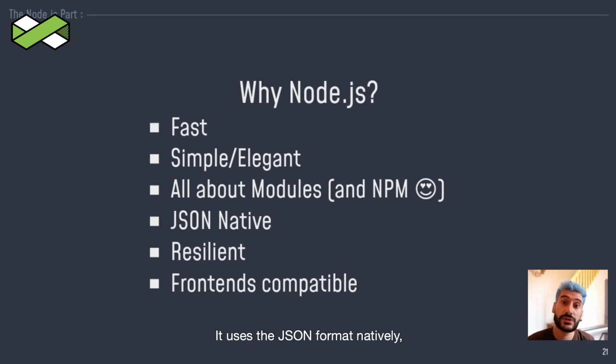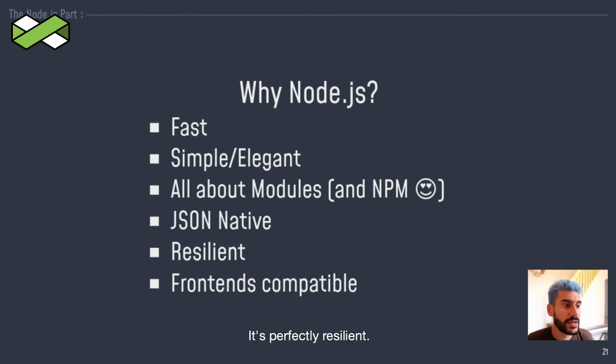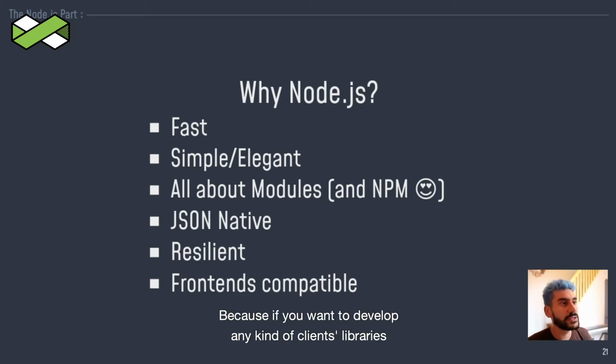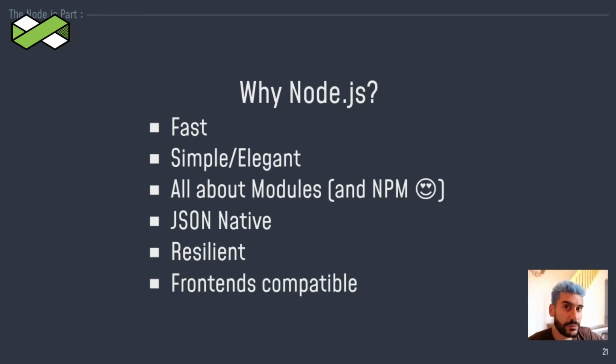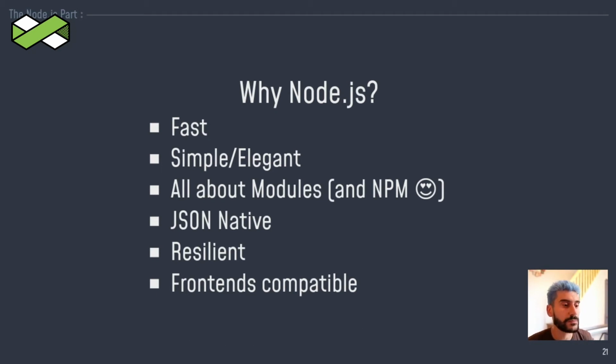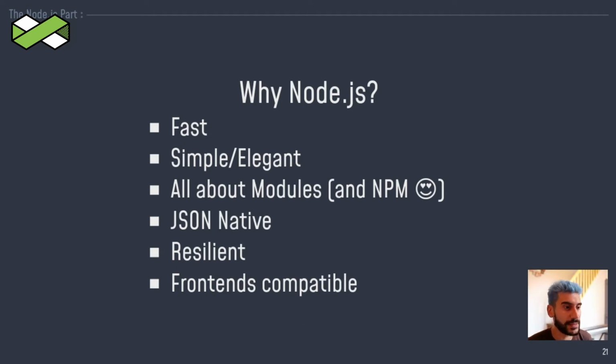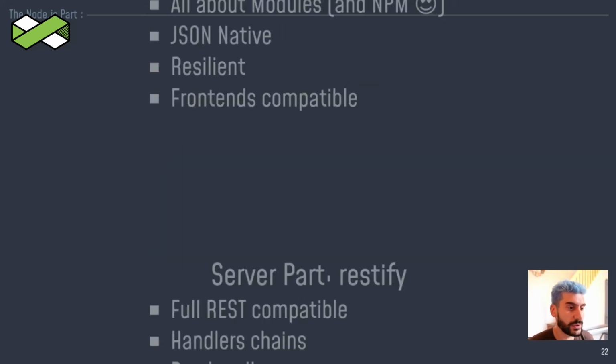It will use JSON natively, which is a language we will rely on thanks to the JSON Web Token format. It is perfectly resilient, and we have a lot of front ends that will be compatible, because if you want to develop any kind of client library, it will be really easy to do it with JavaScript. So you will stick to the same language to develop both your backend and your front-end applications if you want. So this is a good reason to stick to Node.js to develop the backend. But once again, it's perfectly agnostic, so be free to use another language if you want.